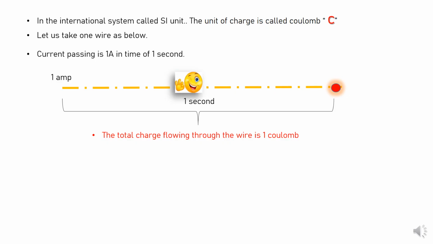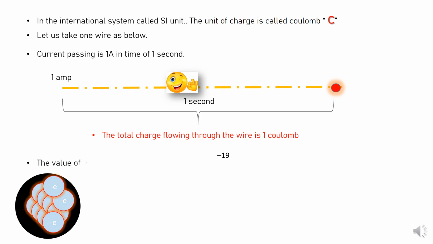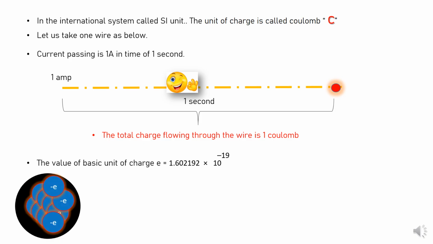How can we understand the coulomb? 1 coulomb means a 1 ampere current flowing through the wire within 1 second. The charge flowing is declared 1 coulomb. The value of the basic unit of e is 1.602192 into 10 raised to minus 19. This is the value derived.